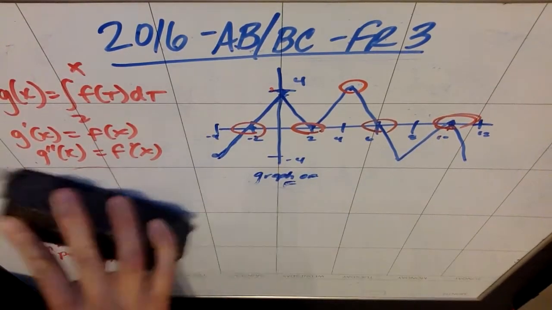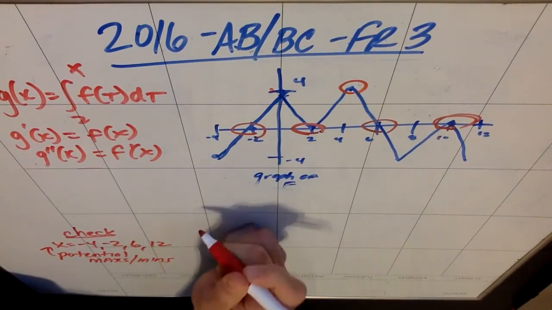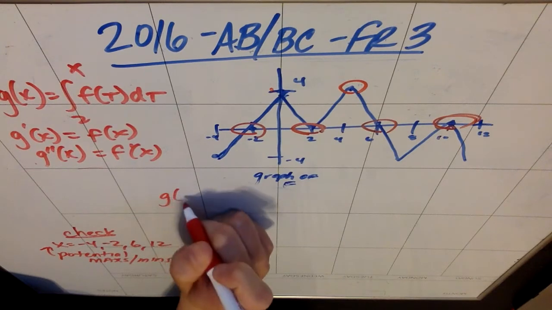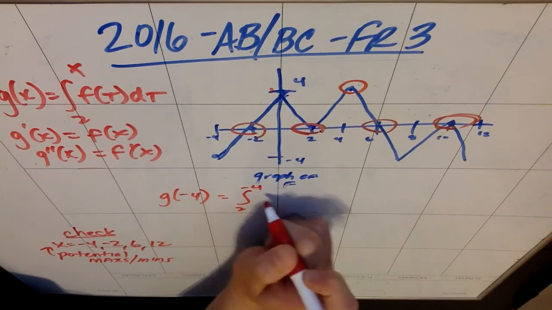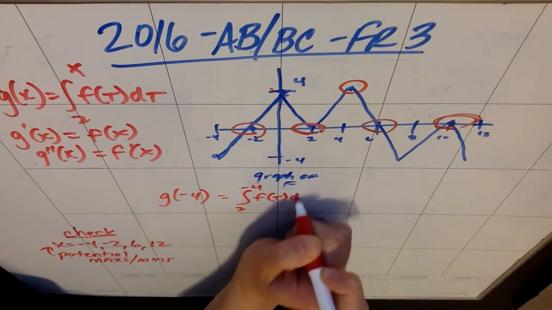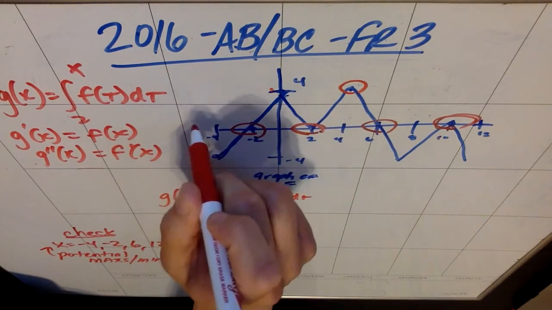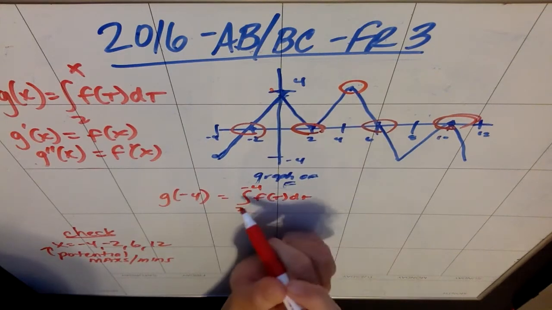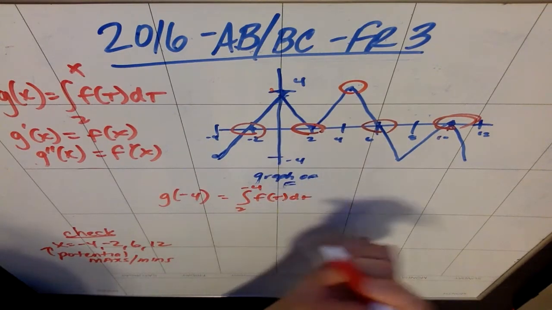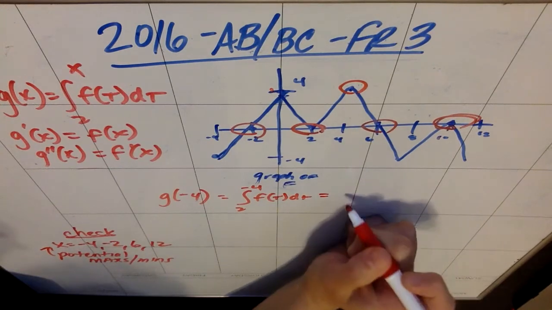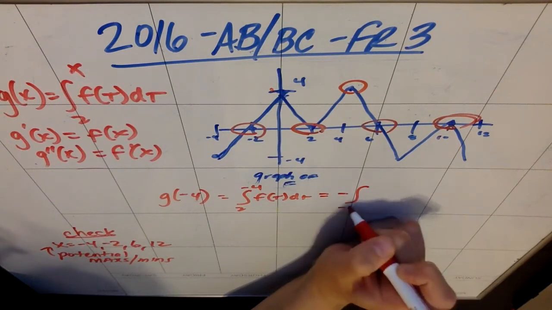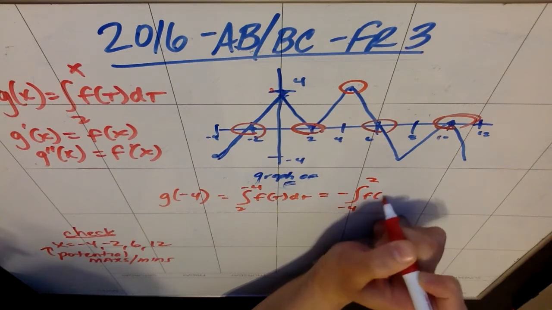Now we need to find some values for g. So g of negative 4 is the integral from 2 to negative 4 of f of t dt. That means you're starting here and going back to here. The thing to keep in mind is that this is a reversed integral, it's got flipped bounds. So to put them in standard order, I'd put a negative in front and go from negative 4 to 2 of f of t dt.